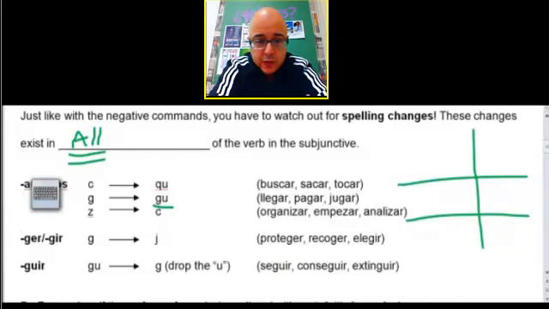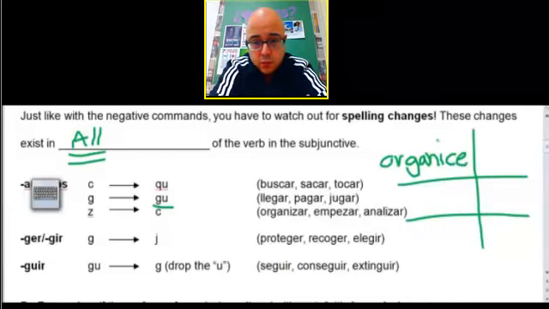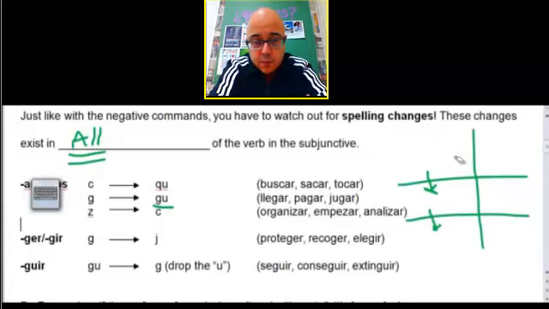The next verb is organizar. It's a zar verb. So the yo form is organizo. Swap the o in place for the opposite ending. But notice we changed the z to a c.